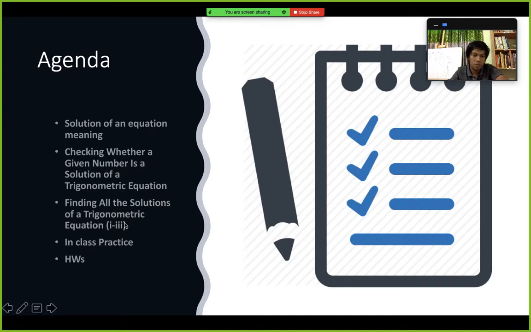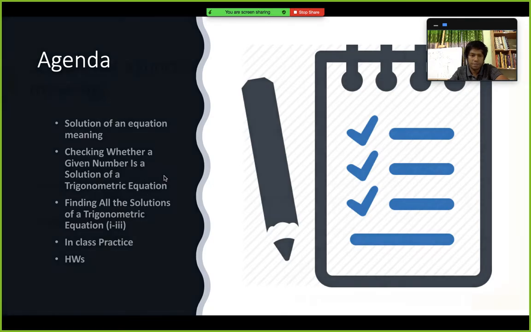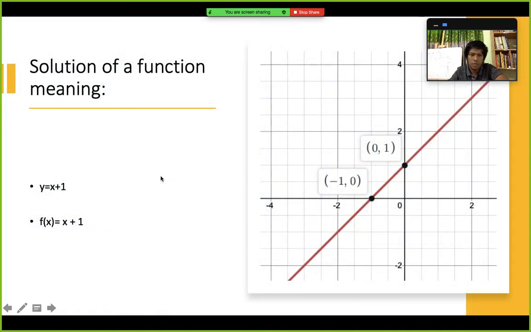And then finding all the solutions of a trigonometric equation, 1 number to 3 numbers. So there are a couple of steps there, in class practice and homeworks. So this is the agenda. Let's look. First of all, what does a solution mean? What is the meaning of this?